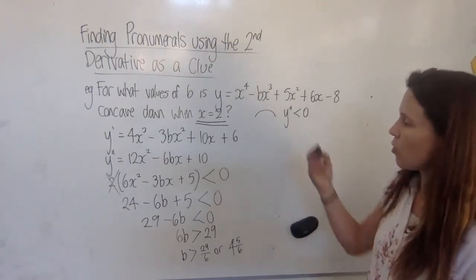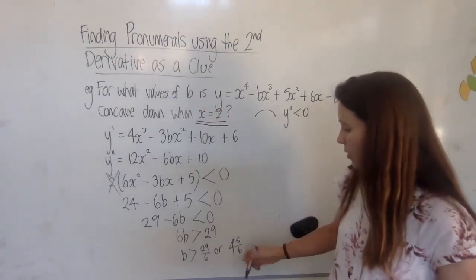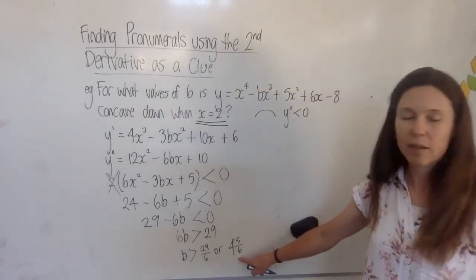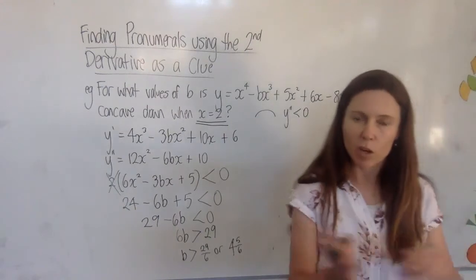So it says for what values of b, and I've found some values. It's more than one, remember, because I've said b has to be bigger than 4 and 5 sixths. And that's a whole range of values.